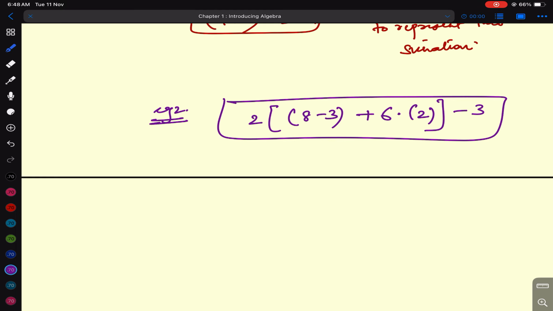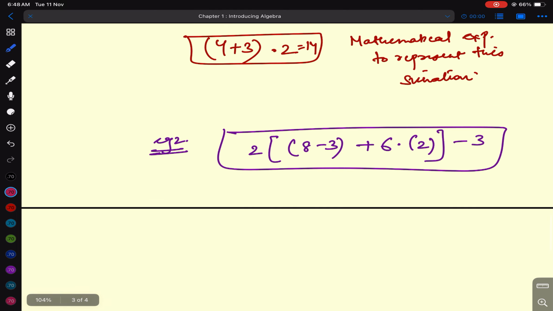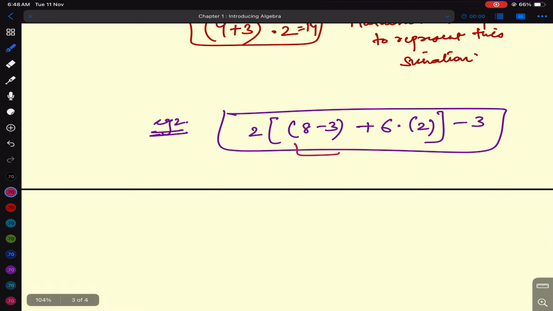Okay, now as you can see the mathematical expression, what are the operations that are here in this mathematical expression? The first operation that I'm able to see is the subtraction, okay, sorry, not subtraction, rather we will first focus on the parentheses around 8 and 3 and also around 2.